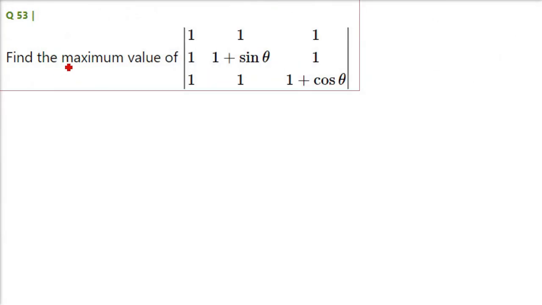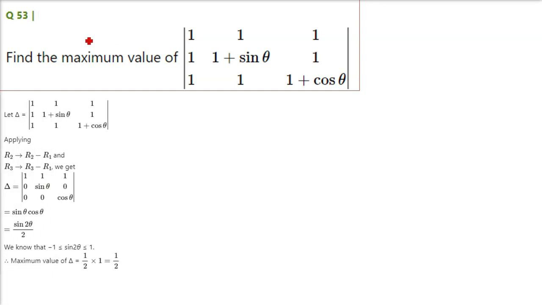Find the maximum value of this. Either you operate using a row or using the column, the answer is going to come the same. If you apply the column, then it will be column 2 minus column 1 and column 3 minus column 1. And we can do it using the rows also. So row 2 will change to row 2 minus row 1, and row 3 will change to row 3 minus row 1.